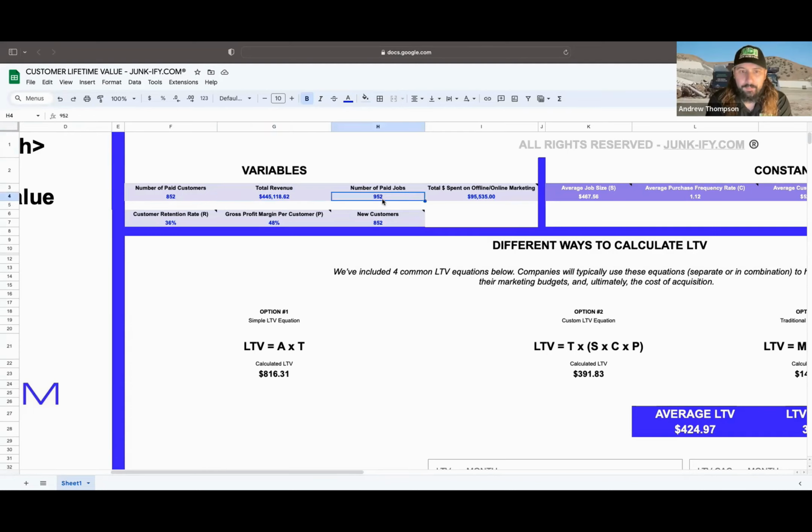You need the number of paid jobs. Check this out, this is the difference between the number of paid jobs and the number of paid customers. You can have 100 or 1,000 paid customers and probably 1,500 paid jobs. In other words, you have more jobs than customers. That means the average purchase frequency is not 1. Those customers have been purchasing your services more than once.